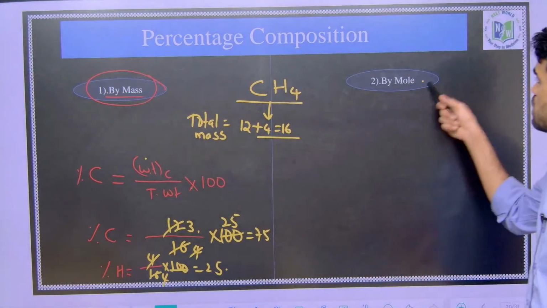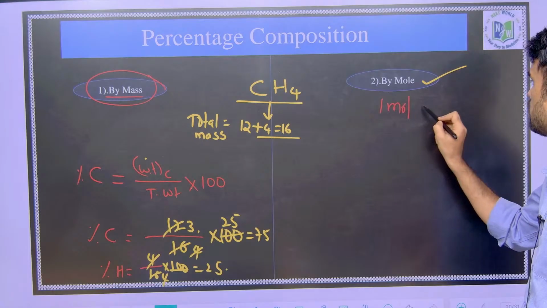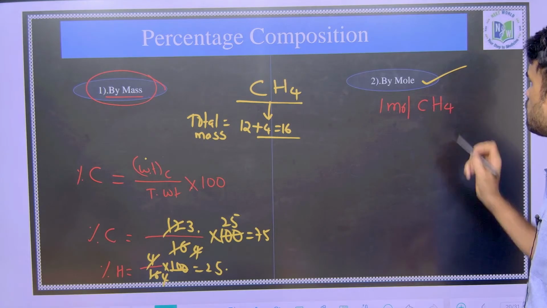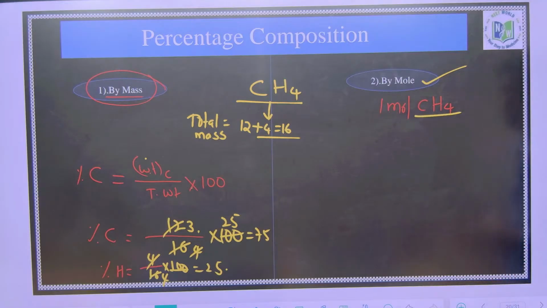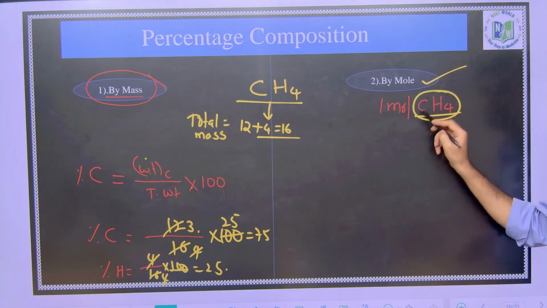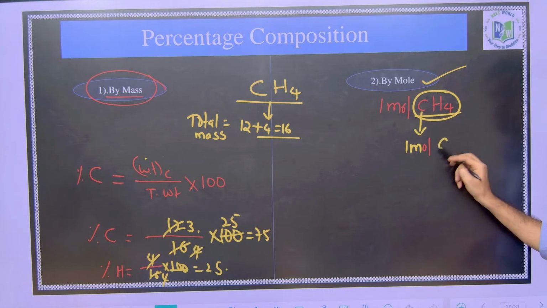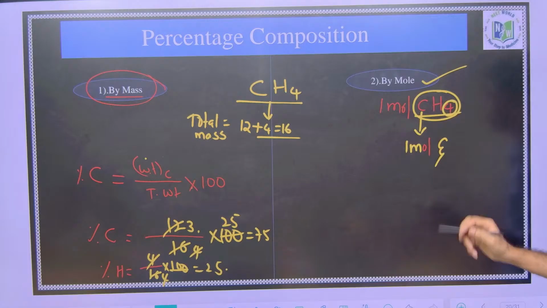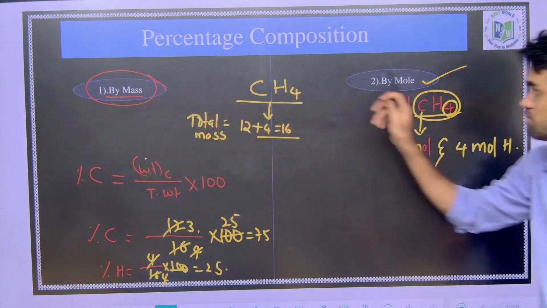Now look at mole percentage. If I say 1 mole of methane, in 1 mole of methane how many moles of carbon are you seeing? 1 mole of carbon. And how many moles of hydrogen do we have? 4 moles of hydrogen. So this is mass percentage, and this is mole percentage.